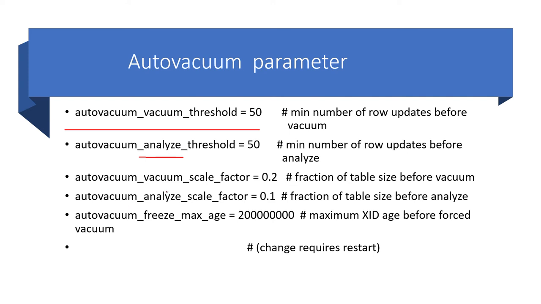There is something called auto vacuum scale factor, by default it is 0.2. That means if a table has 100 rows and 20% of the rows have been modified, then auto vacuum is going to launch and it is going to remove the dead tuples and update the statistics. So vacuum and analyze is going to happen. Auto vacuum analyze scale factor equal to 0.1 means that if a table has 100 rows and 10%, that means 10 rows, have been modified, then the analyze command is going to execute on that.